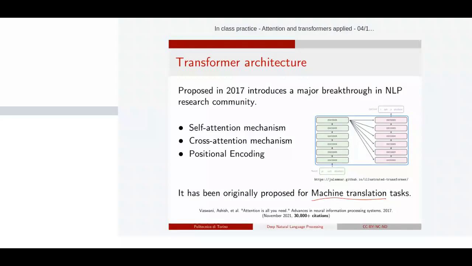What are the basic building blocks of the transformer architecture? For sure, the most important one is the self-attention mechanism, and also cross-attention mechanisms that are used in encoder and decoder models. And finally, we'll also discuss positional encodings, which are a fundamental part of those architectures. For reference, the original paper now has more than 30,000 citations. It has started a revolution in the field of natural language processing.